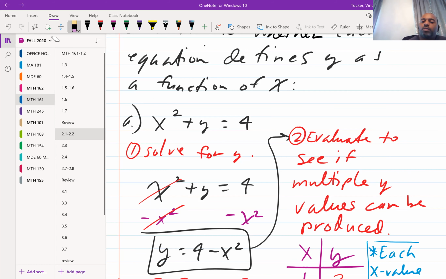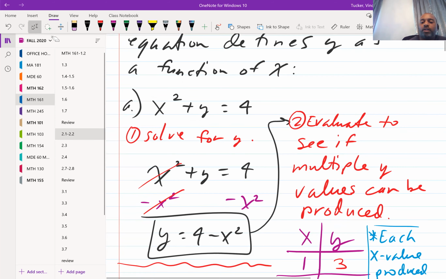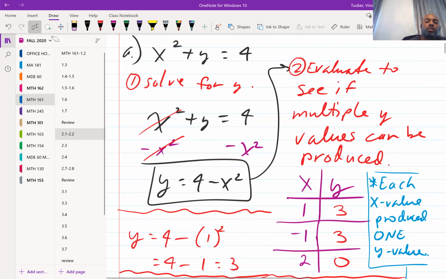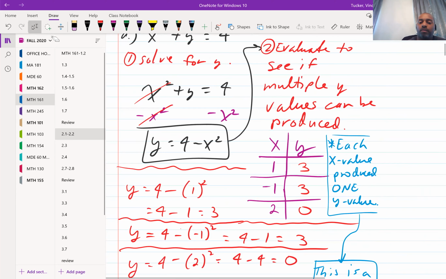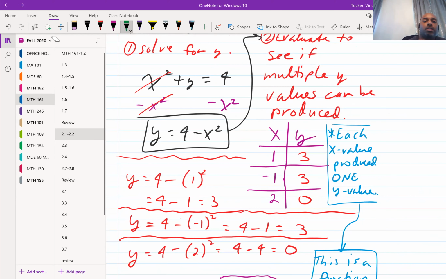All right, so the next step, we're going to evaluate to see if multiple y values can be produced. You'll see how that can occur in the next one and see the difference between the two. Basically, when you plug in values for x, and that's what I did here, I chose 1, -1, 2. When I plug in values for x, will more than one value be produced? We're not talking about whether it's going to be the same number produced. Will more than one value be produced?